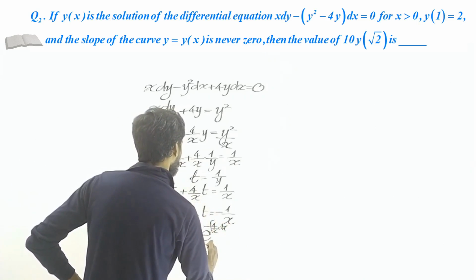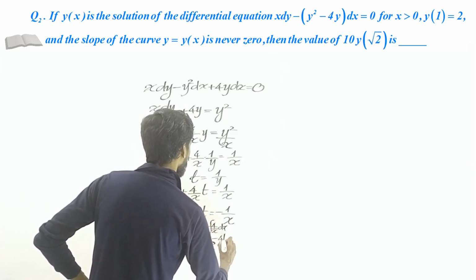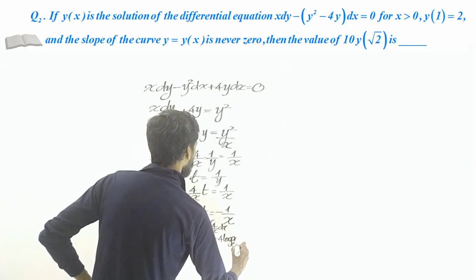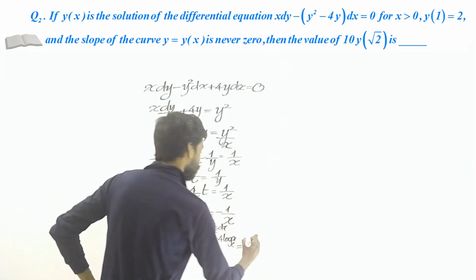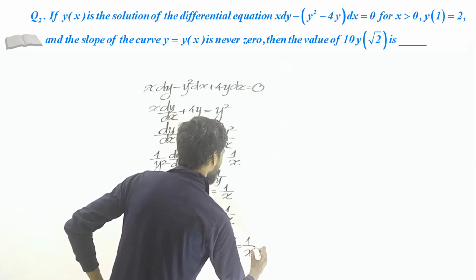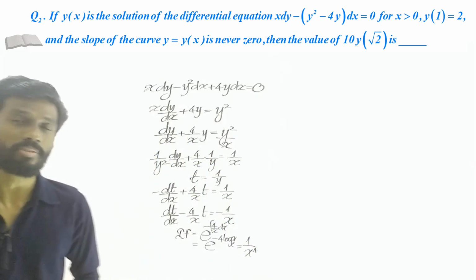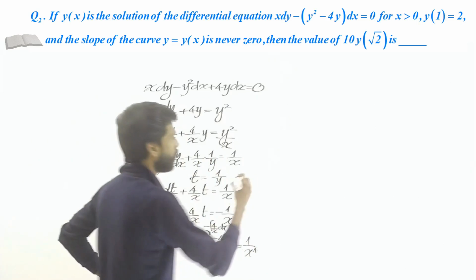So that equals e to the power minus 4 log x, which equals e to the power log x to the power minus 4, so that is x to the power minus 4, or 1 by x to the power 4. So that's all. That is the integrating factor. So what is the solution of a linear differential equation?